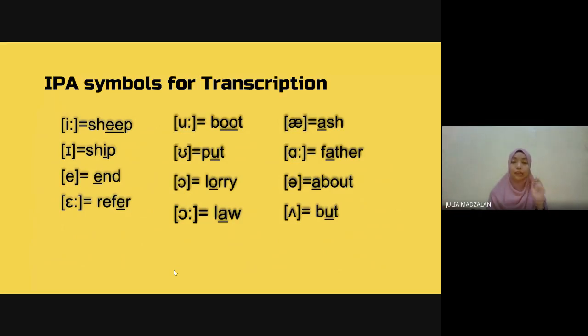Dia carry long sound dengan short sound. Ingat, hanya vowel yang ada long sound. Consonant, tak ada long sound. Example would be E, as in sheep. And then short E. For example, ship. Air. For example, and. Iaitu inverted number 3 dengan ada semicolon.